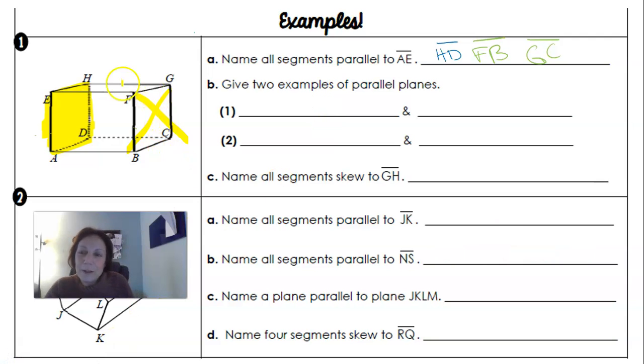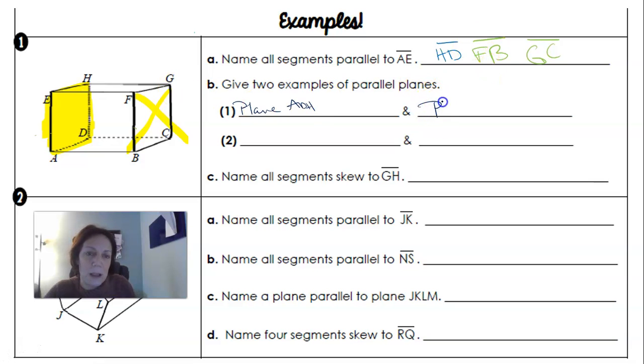Okay, so parallel to the right-hand wall would be the left-hand wall. So I can say that those are a pair of parallel planes. I'm going to name these planes with at least 3 points. So I'm going to say plane, I don't know, ADH. You could name it ADE. You could name it EHD. It doesn't matter as long as you use 3 points.